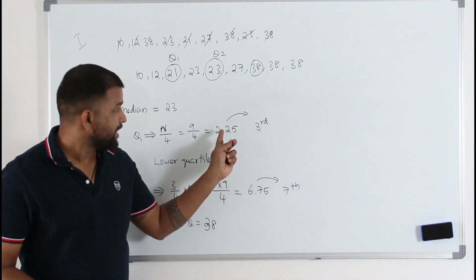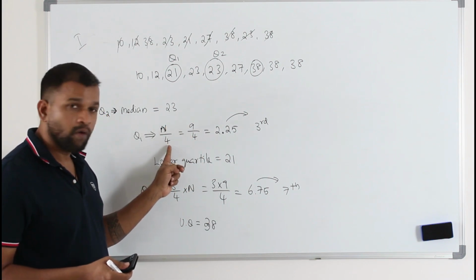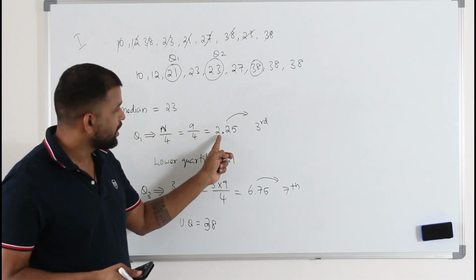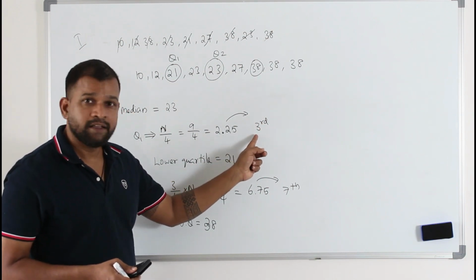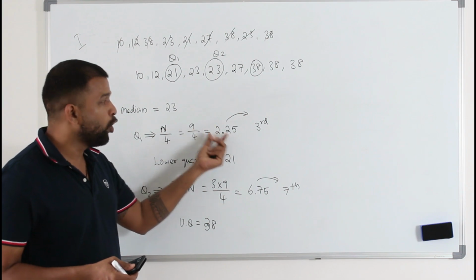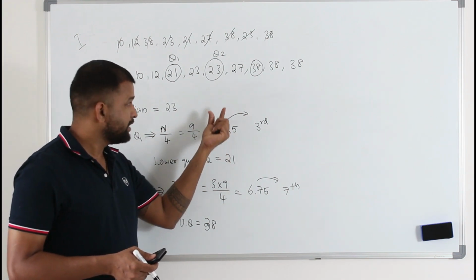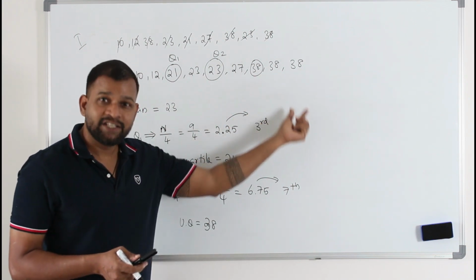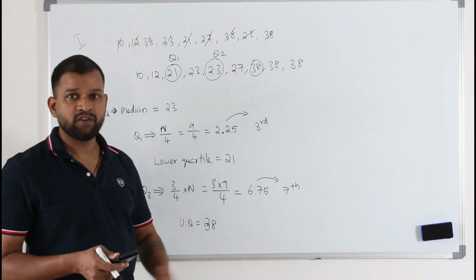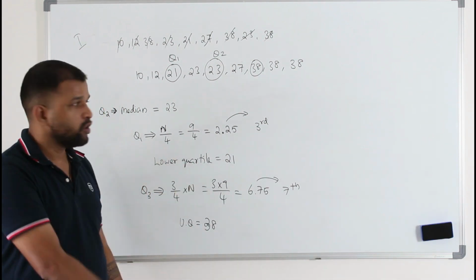Remember this, you divide the total number of entries by 4 here. If you get a decimal number, round up and take the next entry. If you get a whole number, let's say you get 2 here, you take the second entry and the next entry, the third entry, and find the average of it. That will be your Q1. So that's how you find Q3 and Q1.